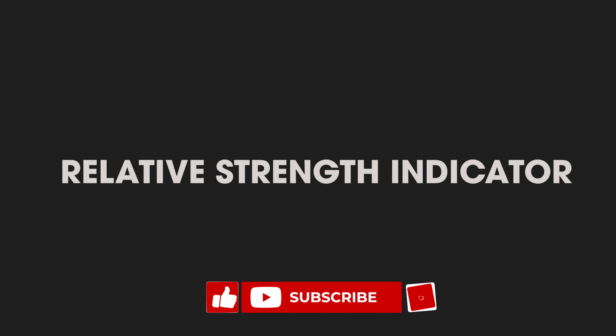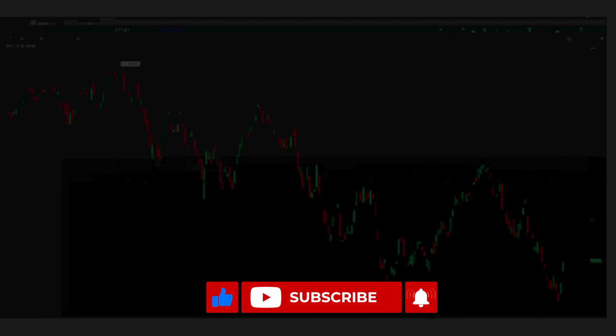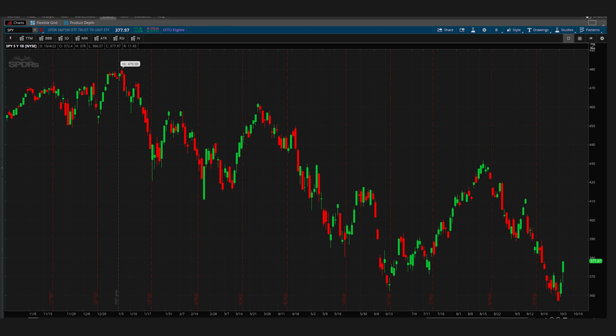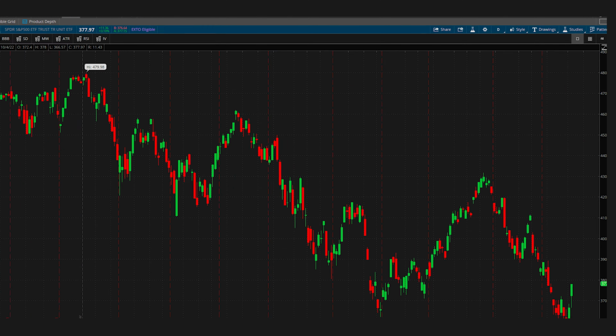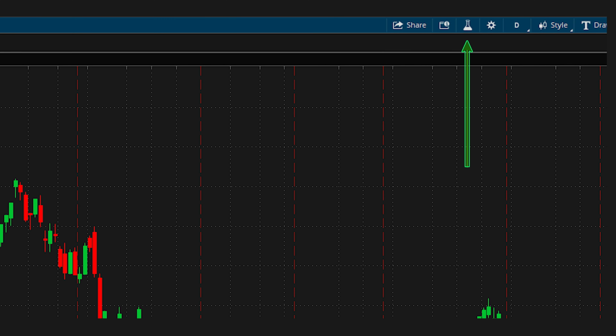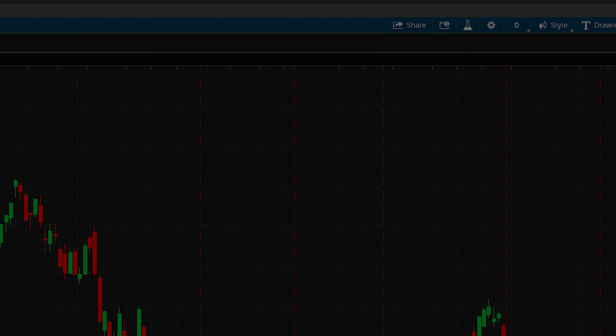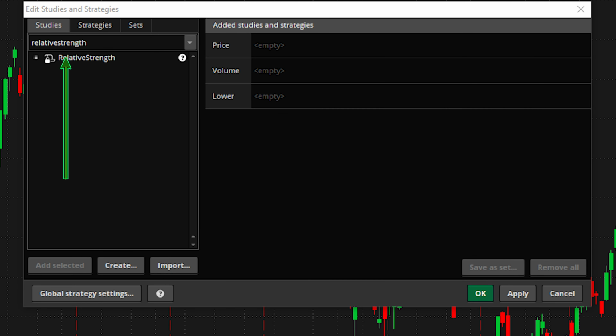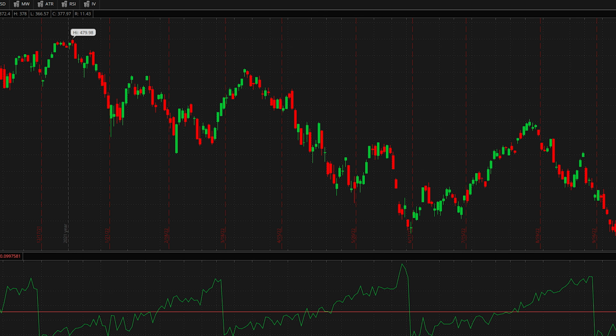Most trading platforms have some version of a relative strength indicator. If you have the Thinkorswim trading platform, you can add the relative strength indicator by clicking on the glass icon. Then search for relative strength. Click Apply. The relative strength indicator should be at the bottom of your chart.